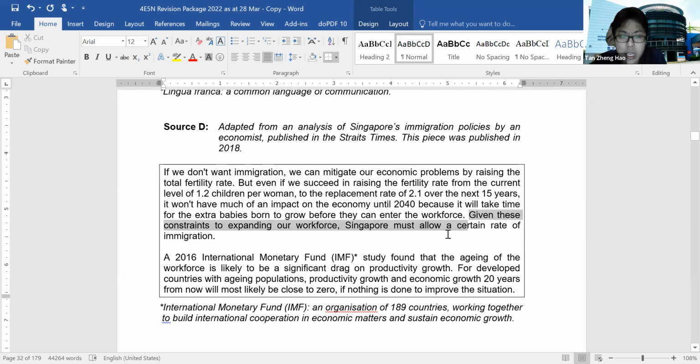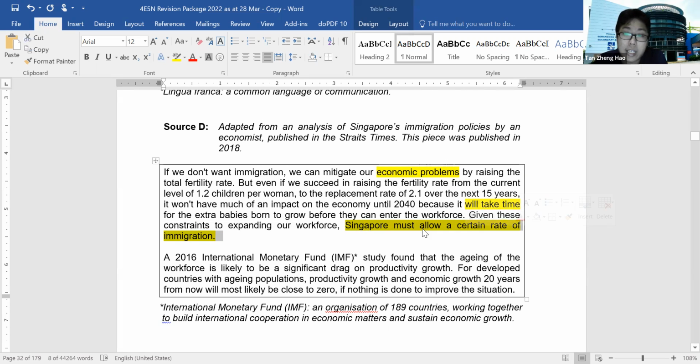Okay, but let's read on. Given these constraints to expand our workforce, Singapore must, okay, so highlight important point. Singapore must allow a certain rate of immigration. Okay, and why? Because waiting for babies will take time. Okay, and if we wait too long and we don't solve it, it will affect our economy. So these three things I'll tell you. Immigration is beneficial for the country.